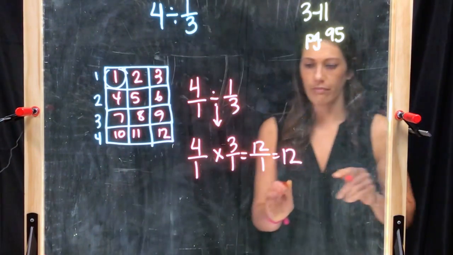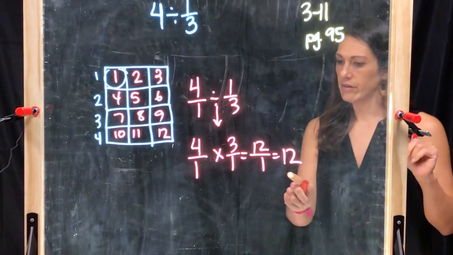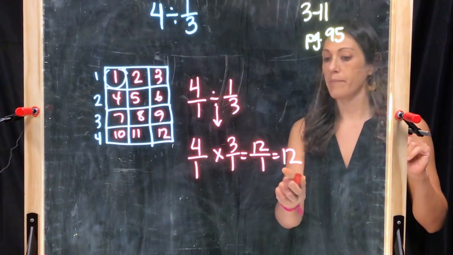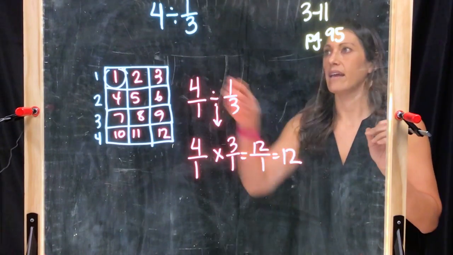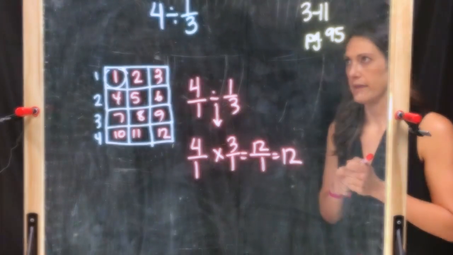So if I've got 12, I have 12 bows or ribbon gifts that I can tie if I have 4 yards of ribbon, okay?